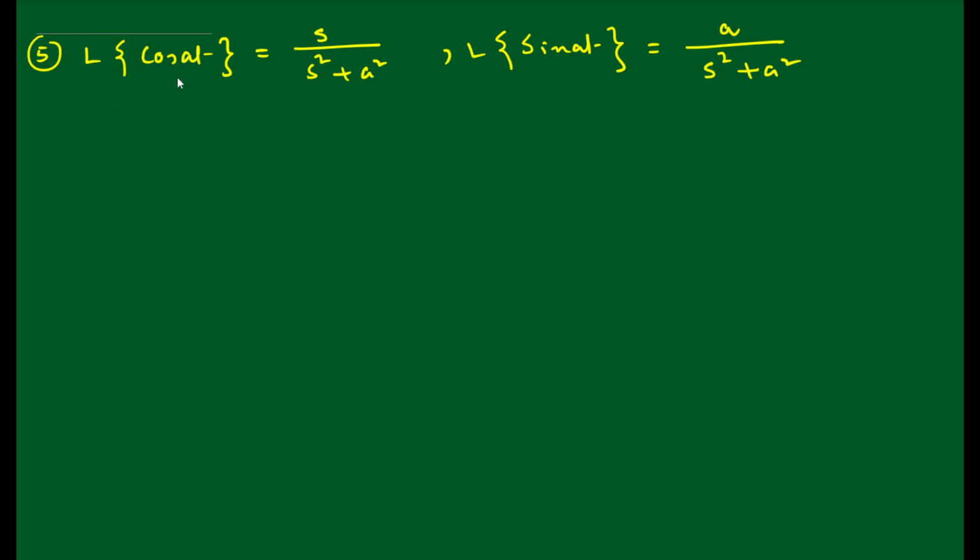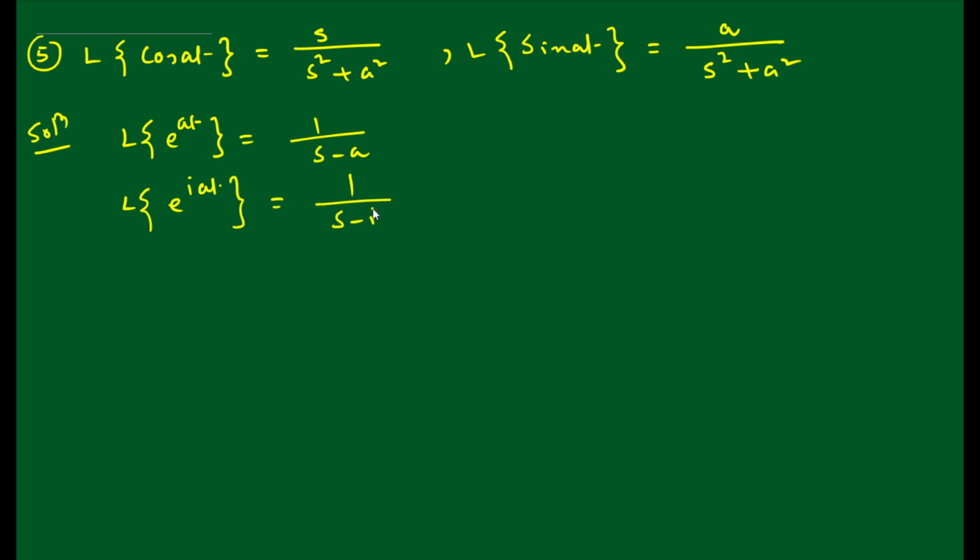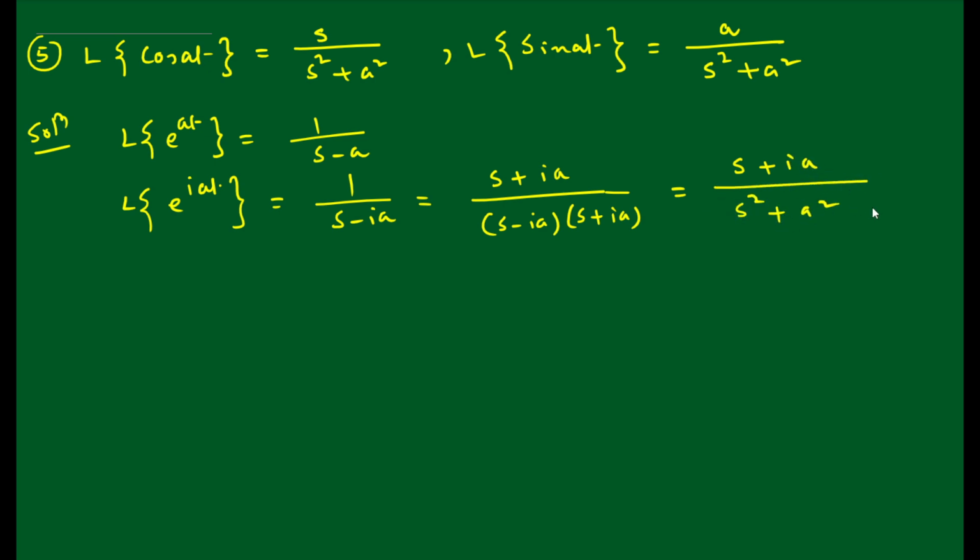To prove this, we have to use the previous result here. See, just now what we had: the Laplace transformation of e to the power at was 1 divided by s minus a. Now see, if in place of a I write ia, then it will be 1 divided by s minus ia. i is an imaginary quantity, so i should not be in the denominator. So we have to rationalize: multiply by s plus ia, and below we get s minus ia times s plus ia. So this is equal to s plus ia over s square plus a square.